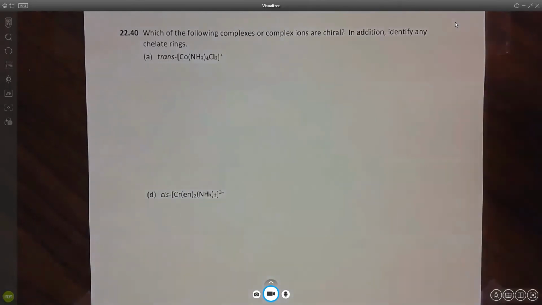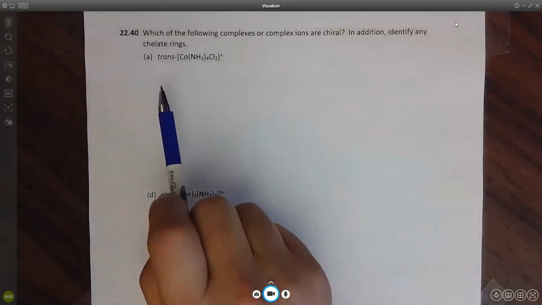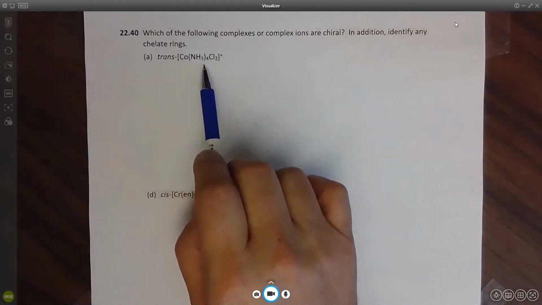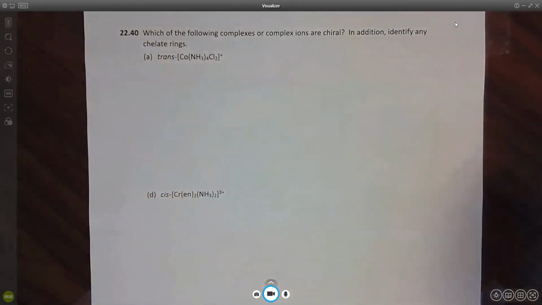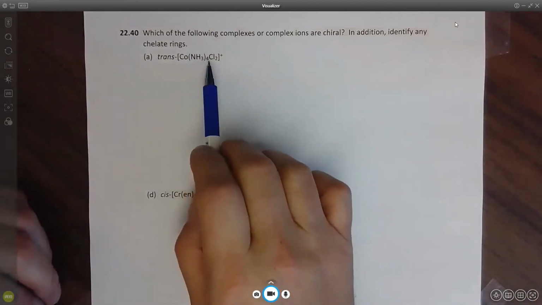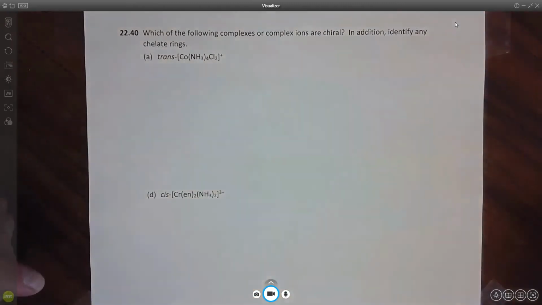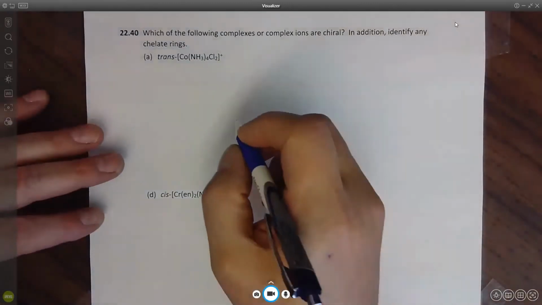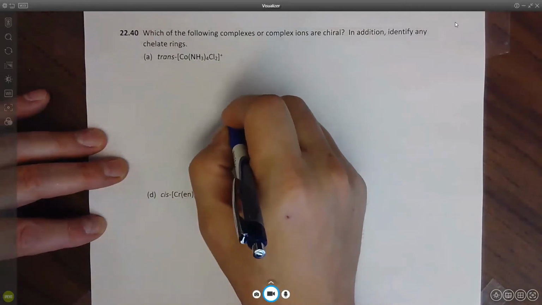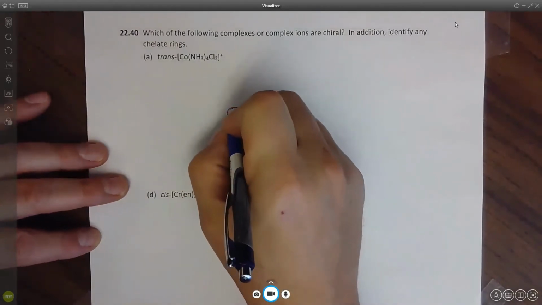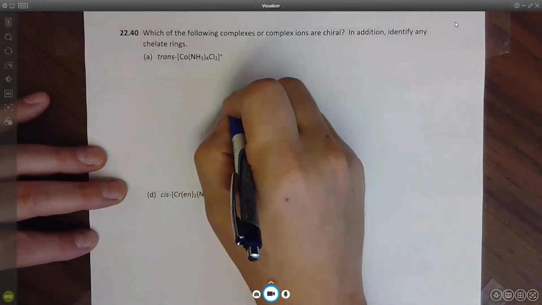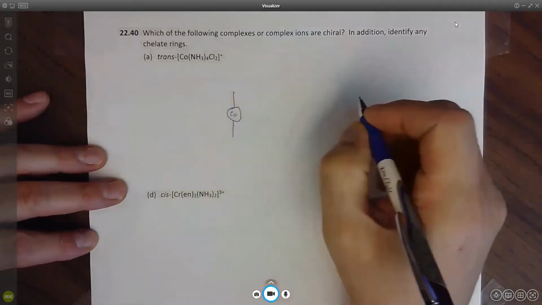So here we have a trans, cobalt, and then 4 ammonia and 2 chlorines. Each ammonia is monodentate, each chloride is monodentate, so there's a total of 6. That's going to make 6 coordinate covalent bonds, which means we're going to have an octahedral structure. Our cobalt is the central atom. Again, we'll have one up, one down in the same plane of the paper.